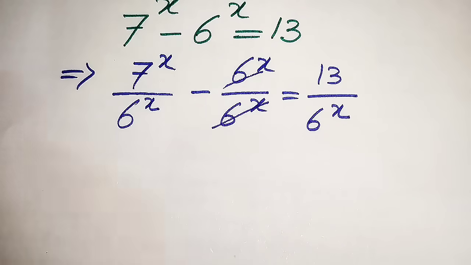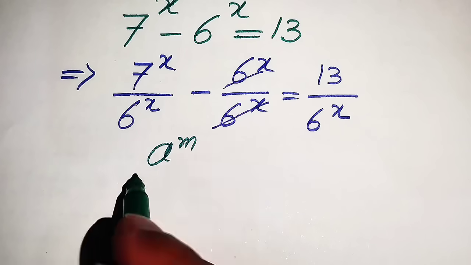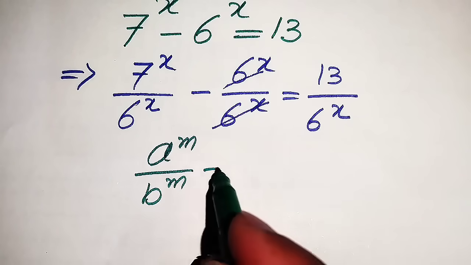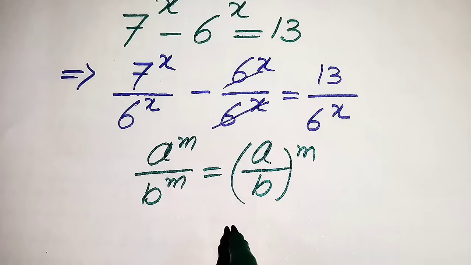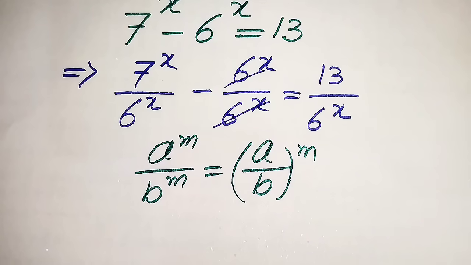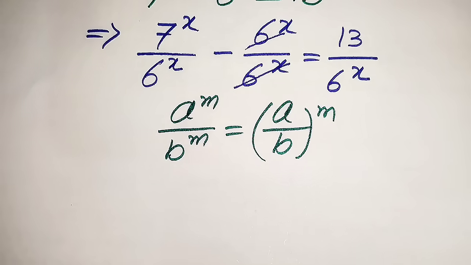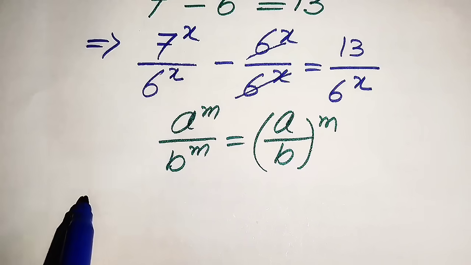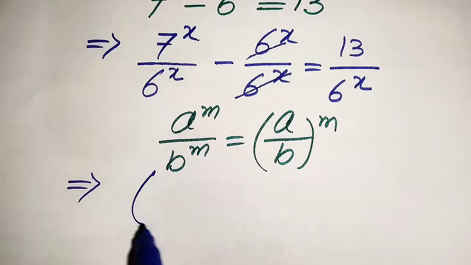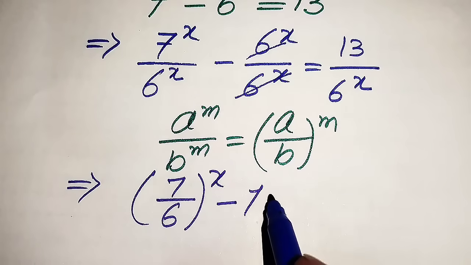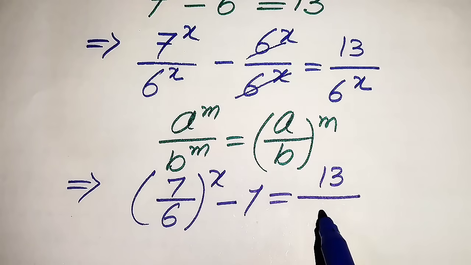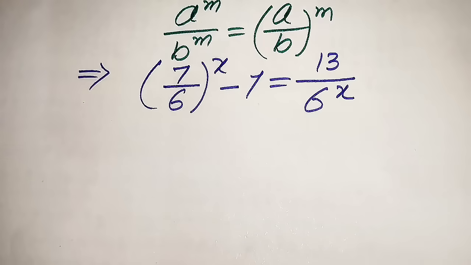You know about that: if we have a to the power of m divided by b to the power of m, it is equal to a divided by b, and its whole power is m. So according to this, we need to combine the exponents of these two terms, and after combination it will be written as (7 over 6) to the power of x minus 1 is equal to 13 divided by 6 to the power of x. So here first we need to focus on (7 over 6) to the power of x.